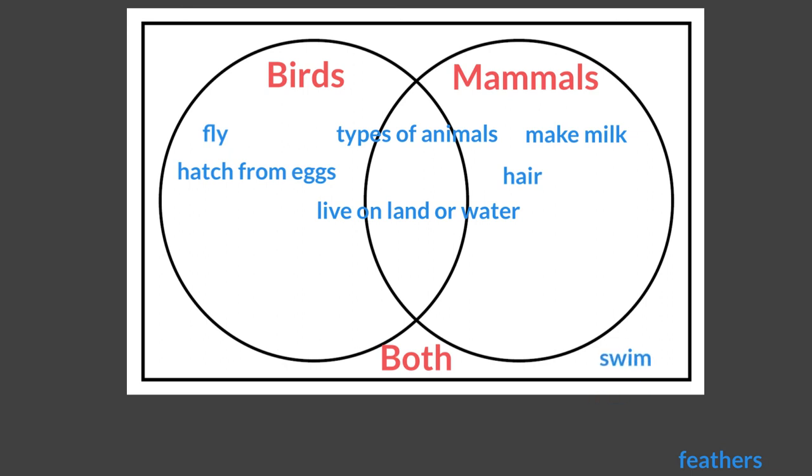Our next detail says swim. Do birds swim? What about mammals? You got it. They both can swim. So we'll put that in the middle. Our last fact says feathers. Which animal group has feathers on its body? Birds, mammals, or both? If you said birds, you got it.